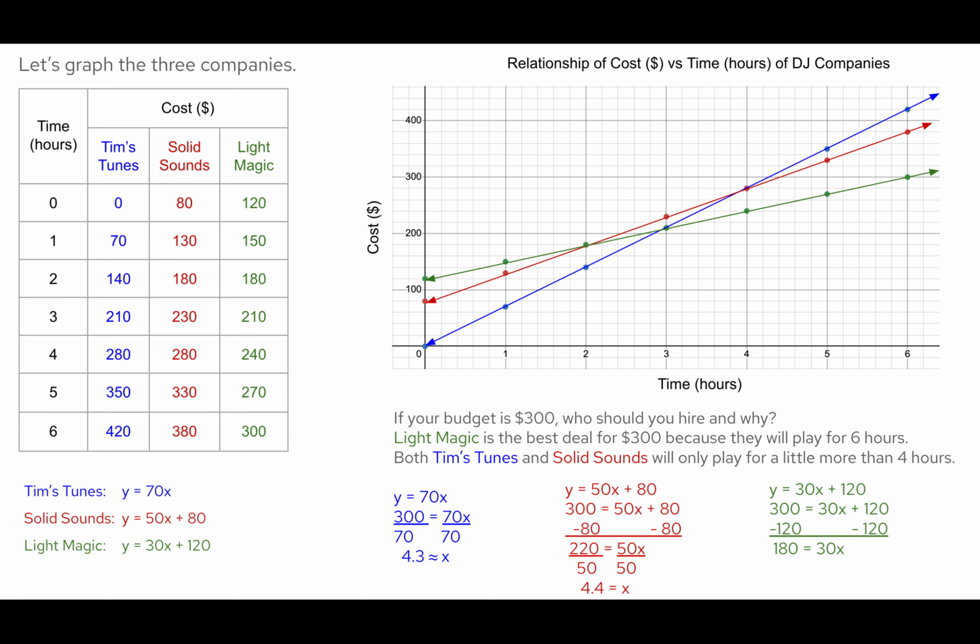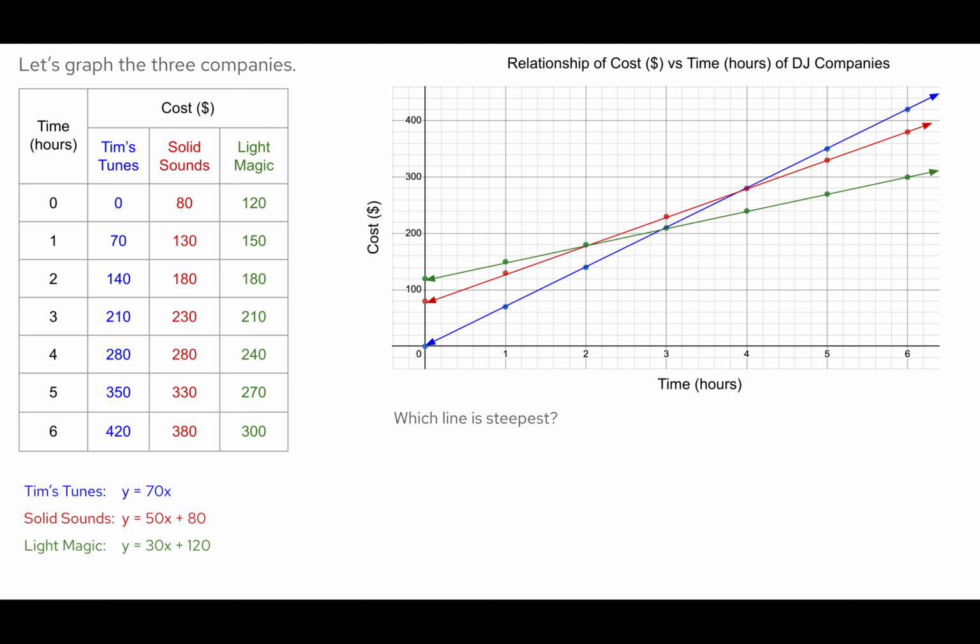Now we can try to figure out which line is the steepest, and we can do this a couple of different ways. We can look at the table first, and when I look at the table, I notice that Tim's Tunes increments by 70. In other words, we're adding 70 each time. With Solid Sounds, except for the beginning, the increments are 50. And for Light Magic, again, except for the first one, the increments are 30. So the steepest line has the greatest increments. So it would be Tim's Tunes.